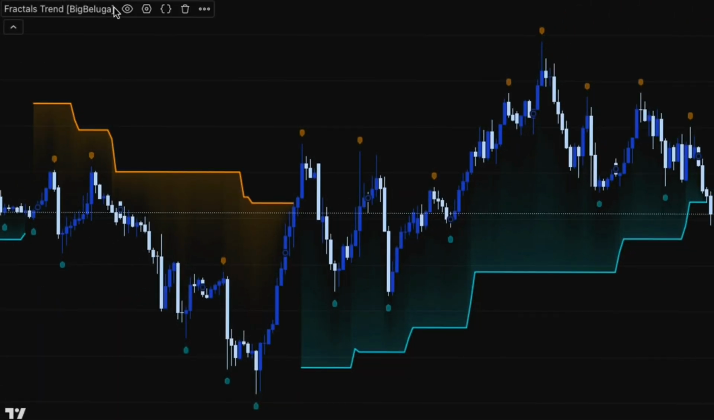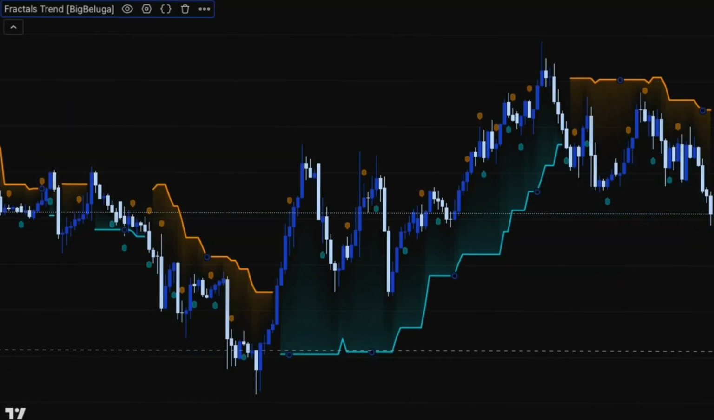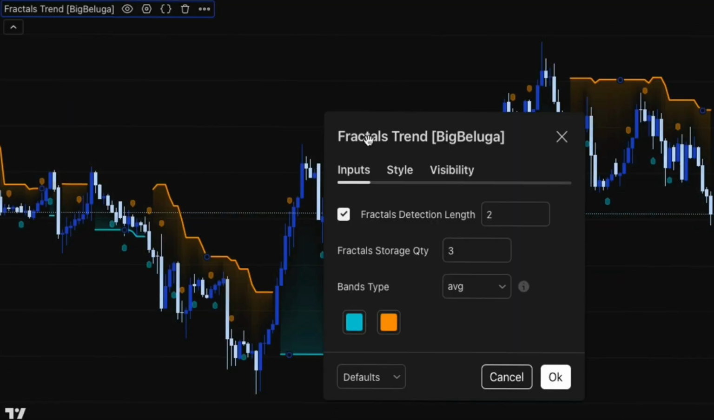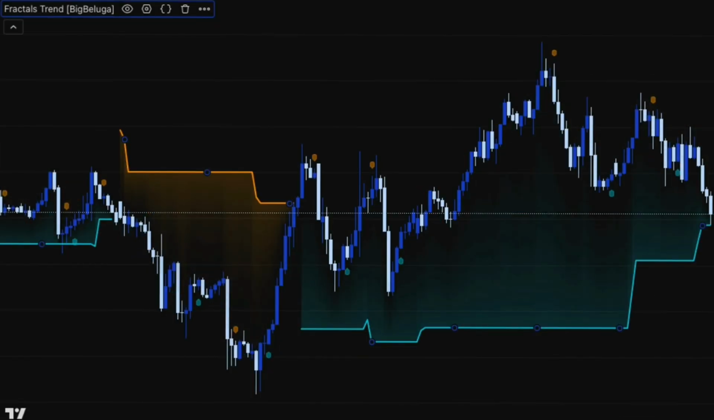The first important setting is the fractals detection length, which determines how the indicator finds swing highs and swing lows. A smaller detection length means you'll see more fractals, making the tool more sensitive, but also noisier. A larger length filters out noise and keeps only the stronger swing points.